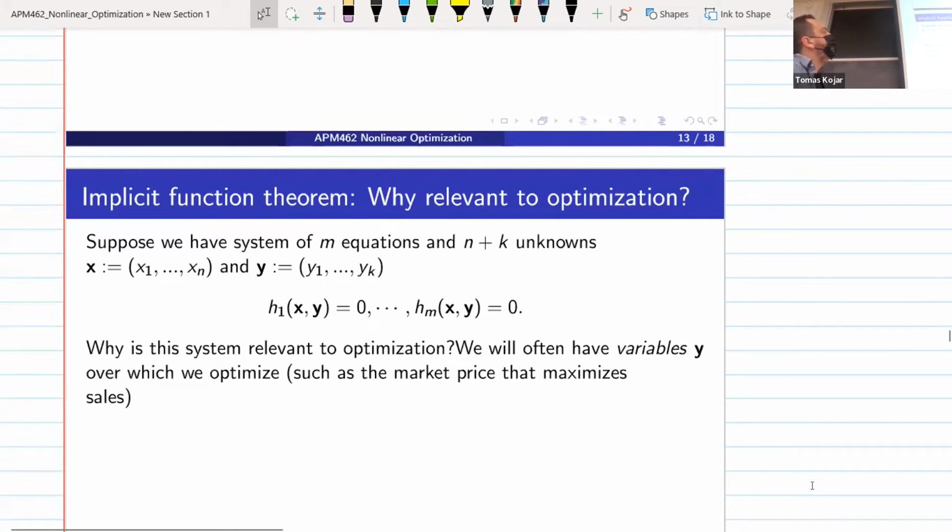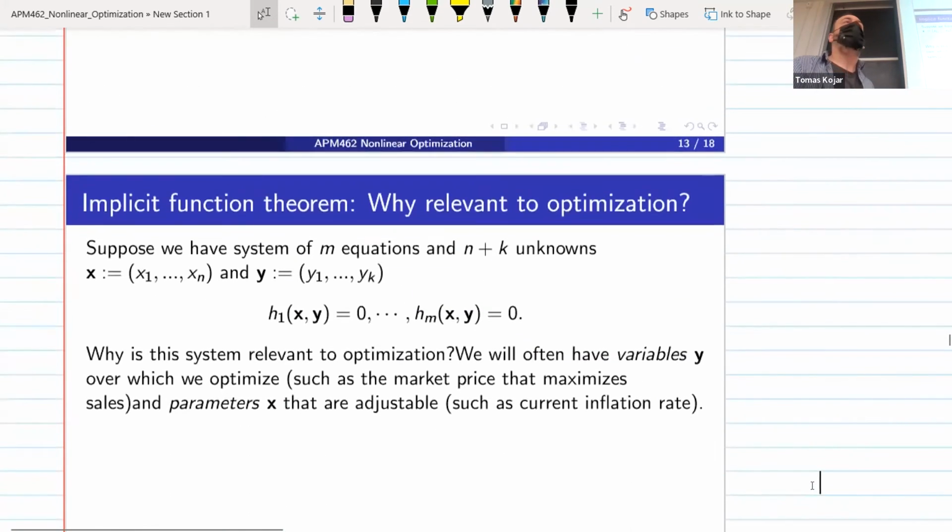In optimization, you have the following situation. You have some variables y over which you optimize, such as market price. You don't want to sell bread too expensive, nobody will buy it. Too cheap, you won't make enough money. It's like a perfect middle ground. But you also have parameters like temperature, inflation rate, things that are changing, but you don't have control over. These are called confounding variables, if you're taking statistics. Okay, anyhow.